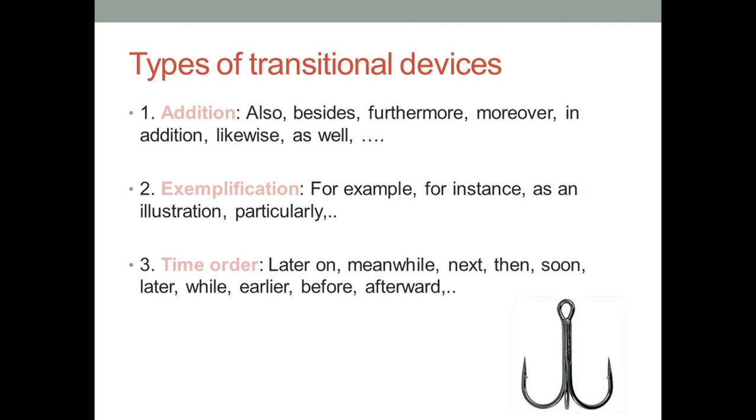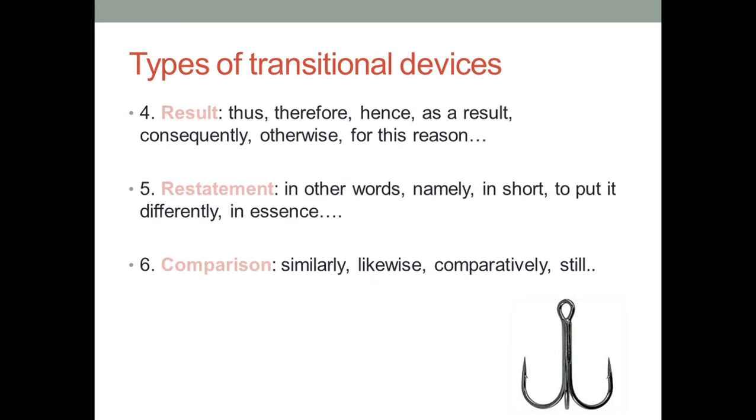Another type of transitional devices shows time order, chronological order, and some of these words are later on, meanwhile, next, then, soon, later, while, earlier, before, and afterward. There are also transitional hooks or devices that show result, and some of these are thus, therefore, hence, as a result, consequently, otherwise, for this reason.